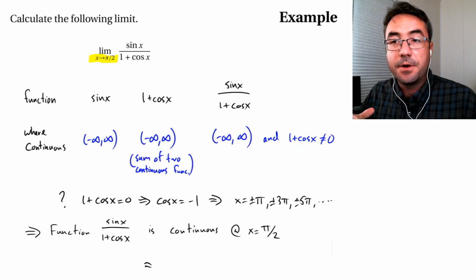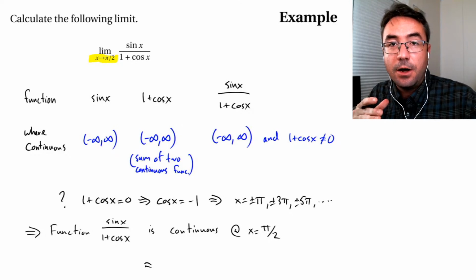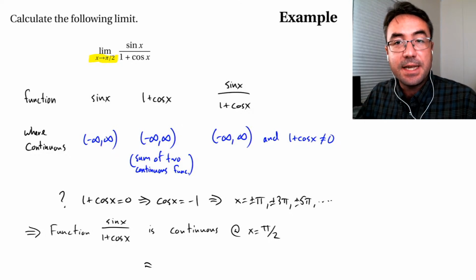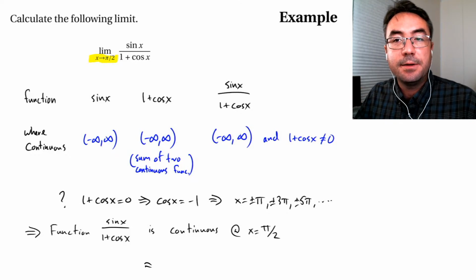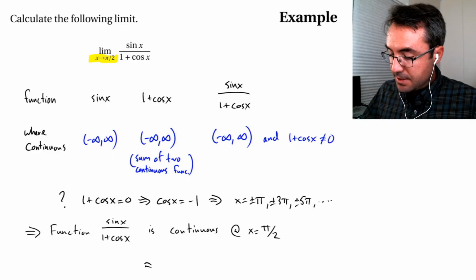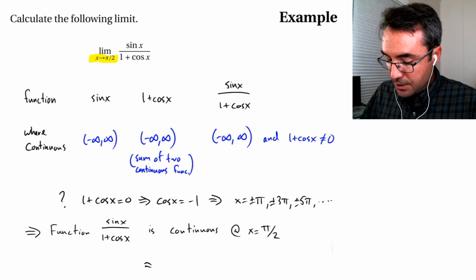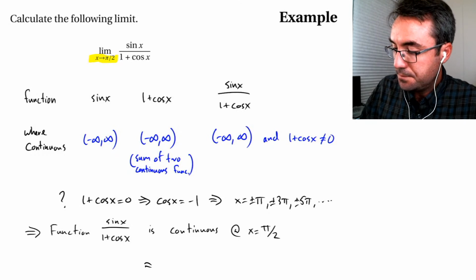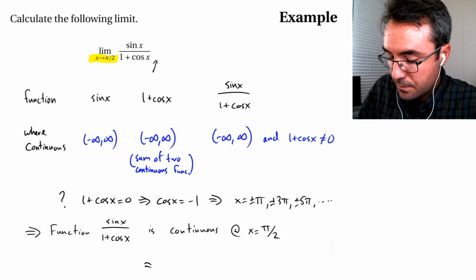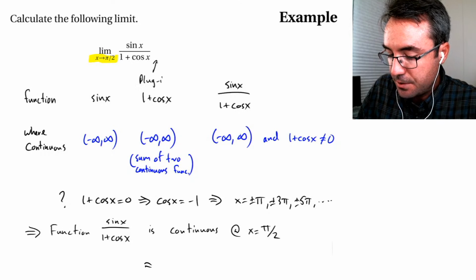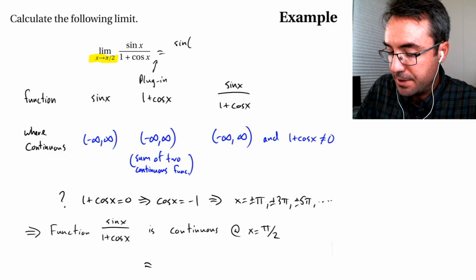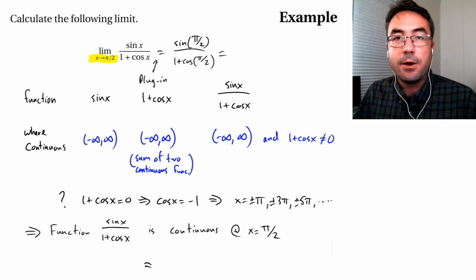So we know the function's continuous for all of those x values except those odd multiples of pi. So pi over 2 is perfectly fine. What that means is when we go to evaluate, we can just plug in. So we can just evaluate this limit by plugging in. I plug pi over 2 into the top function, plug pi over 2 into the bottom function, and then I do my arithmetic.